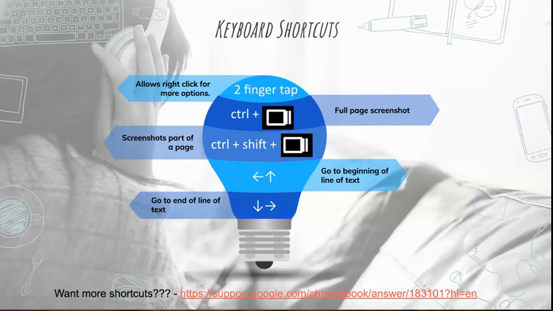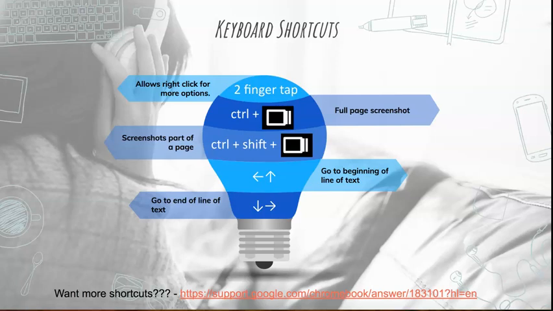Okay, a few more keyboard shortcuts. As we were just looking at how to use your trackpad, you can also use a two-finger tap, which is holding your first two fingers together and tapping them on your trackpad, and that will allow you to get more right-click options.